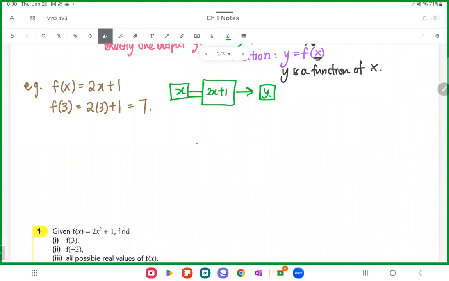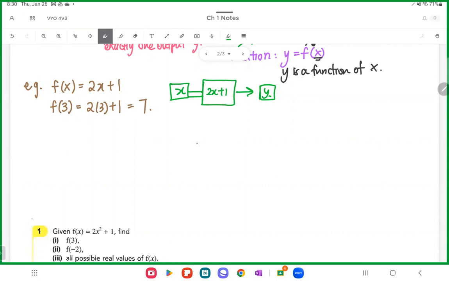Anybody don't understand this portion? Hands up so I can go through it one more time. Okay. What is f(3)? A function of x being replaced by 3. Yeah, you need to learn how to read the notation.